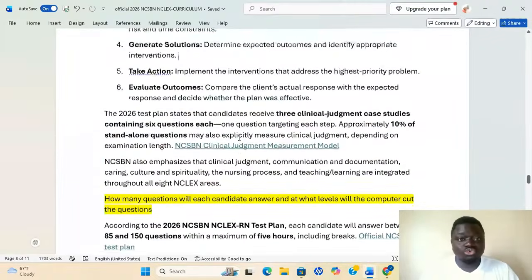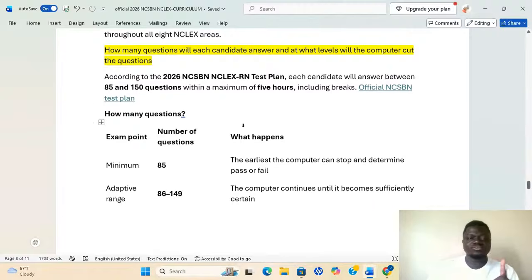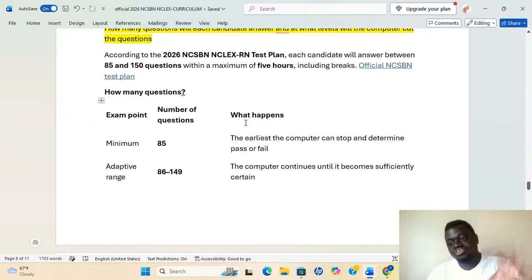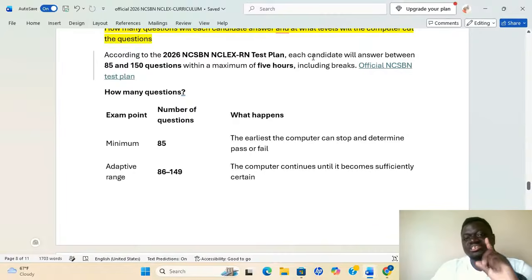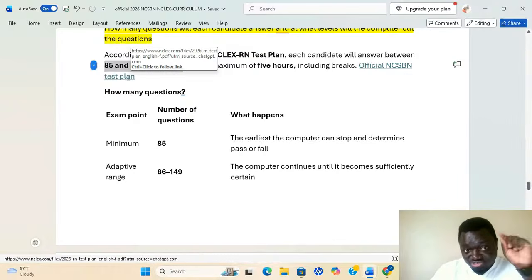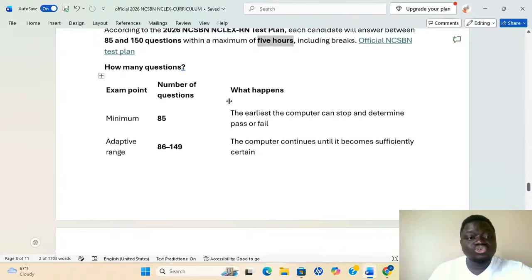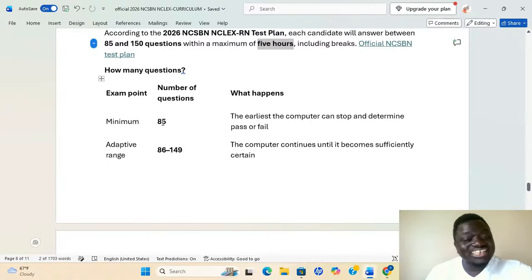Okay. So let's see. They've also made changes. Give me 5 minutes, let me go through this with you guys. I won't take long. In all, they said each candidate will answer between 85 and 150 questions according to their official website. If you click here, it will take you straight to the website. Within a maximum of 5 hours. The minimum you can answer is 85.